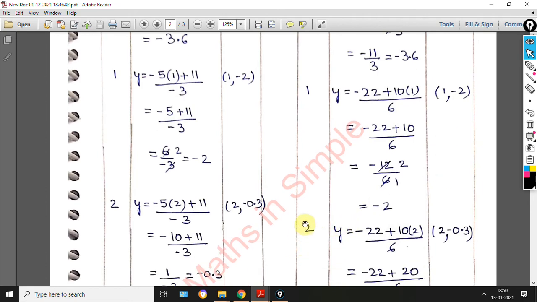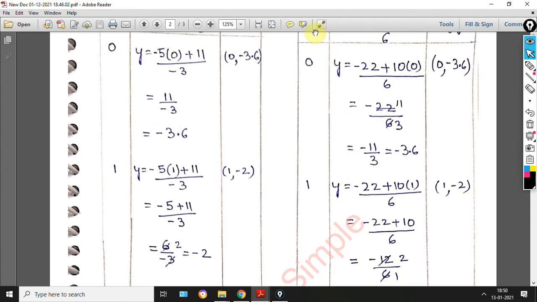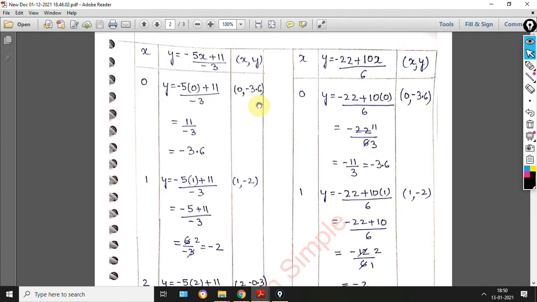Next, we are taking the x value as, we are supposing x equal to 2. Then we have to substitute in that table. Okay, so what is the table?